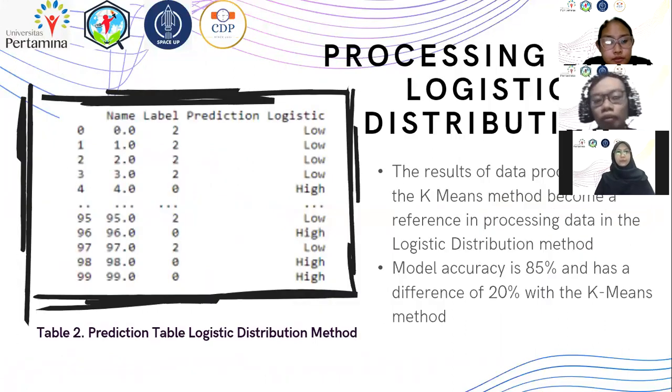So comparing with logistic distribution, we have a model accuracy of 85%, which is better by a difference of 20% than the K-Means method. So the method of logistic distribution is better than K-Means.